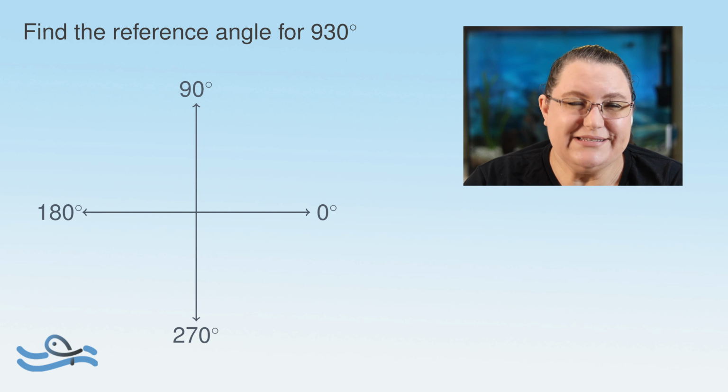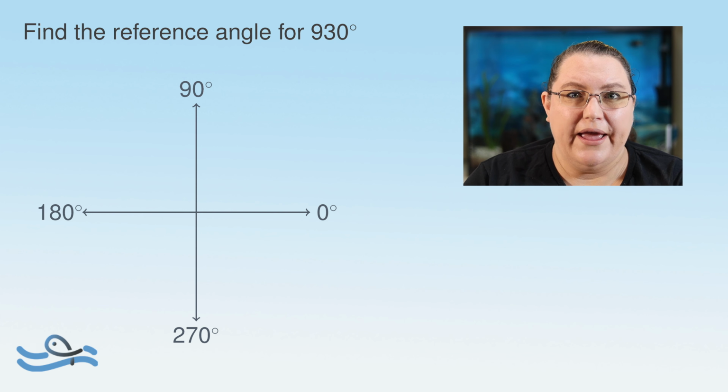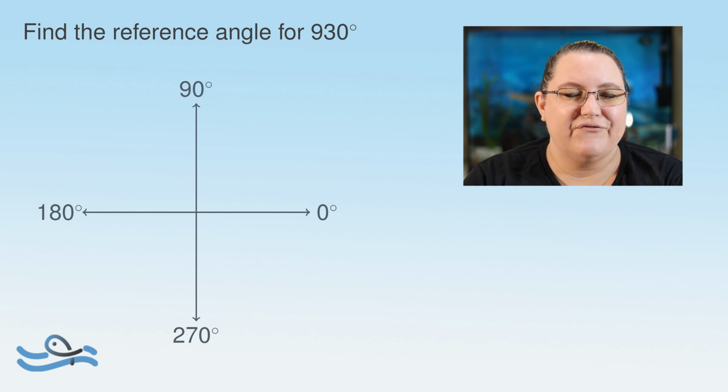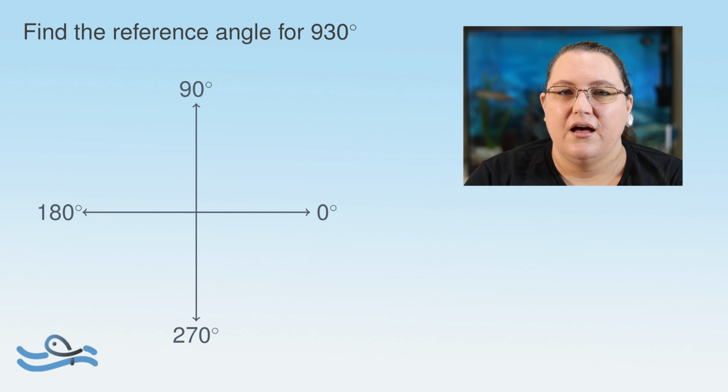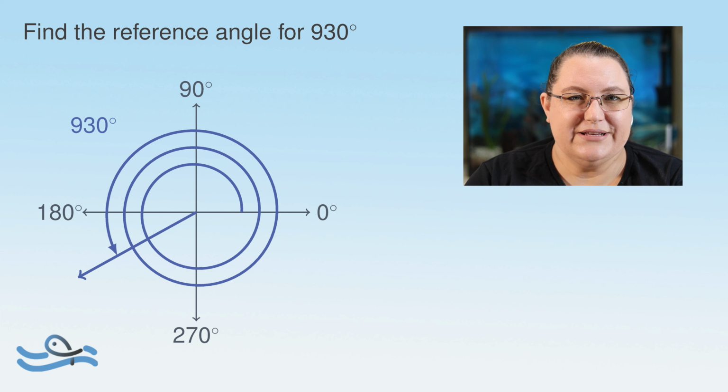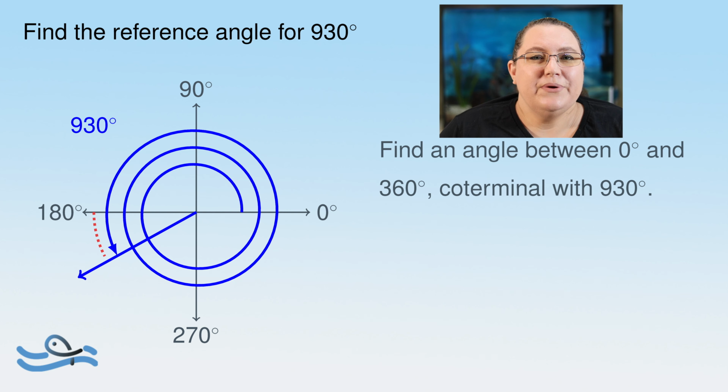Now, let's do an example that shows what to do when our angle goes around the circle more than once. Let's find the reference angle for 930 degrees. 930 degrees lands in the third quadrant. This is difficult to tell just from looking at the angle number itself. So the strategy is to find a coterminal angle that lands in the same place. We'd like to find an angle between 0 and 360 degrees that is coterminal with 930.